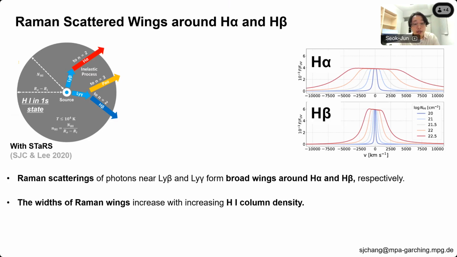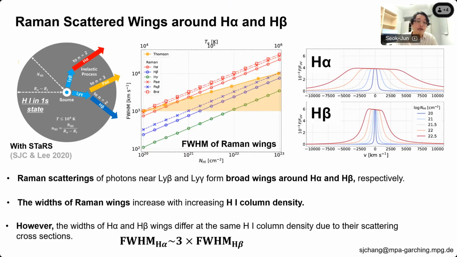The width of the Raman wing in the right panel, the colors represent different H1 column density. The width of the Raman wing increases with increasing H1 column density. However, different from Thomson scattering, which always makes the same width wing around the various lines, in the case of Raman scattering the H alpha and H beta widths are different. The central panel shows the full width half maximum of the Raman wing as a function of the H1 column density. Each color represents a different line: H alpha, beta, gamma, and Paschen lines. Each line has a different width.